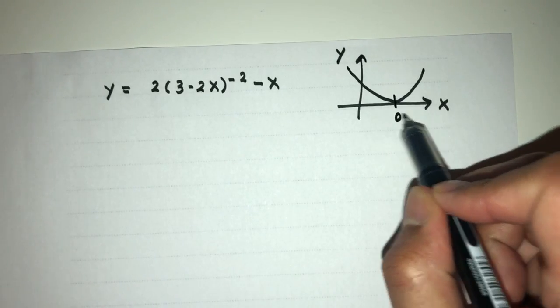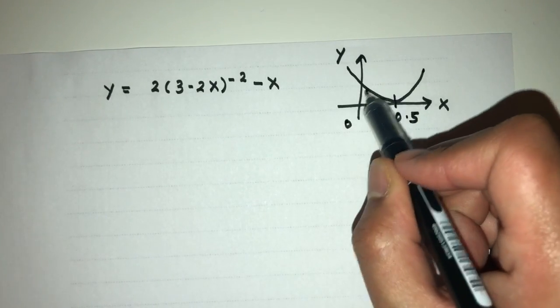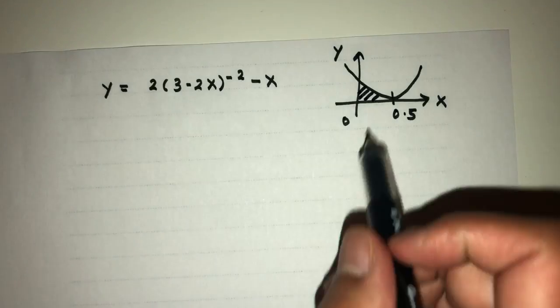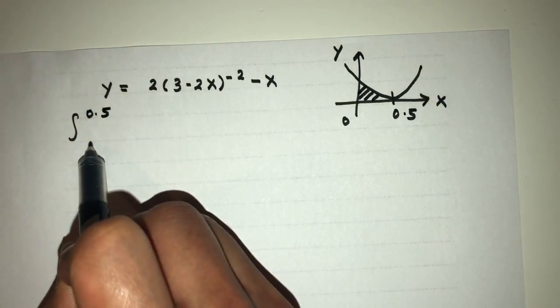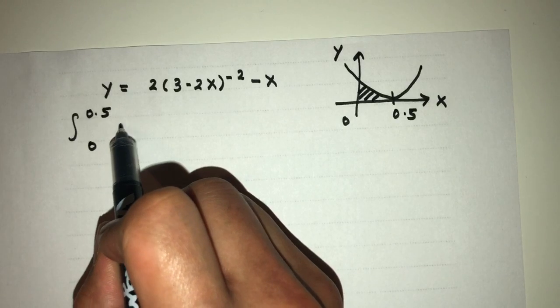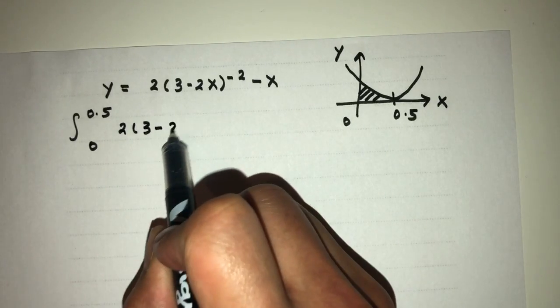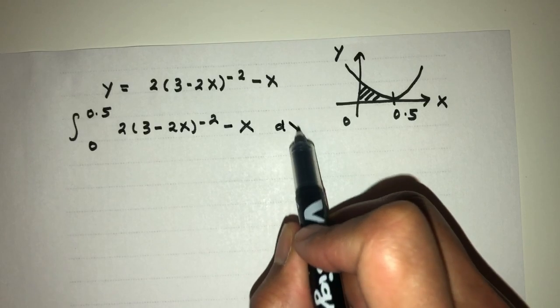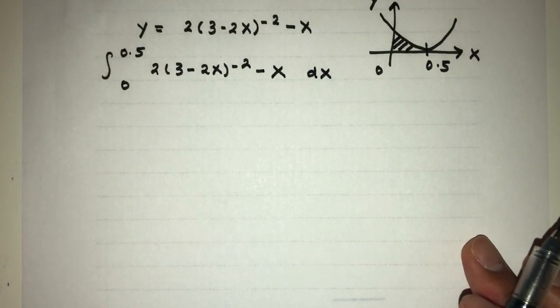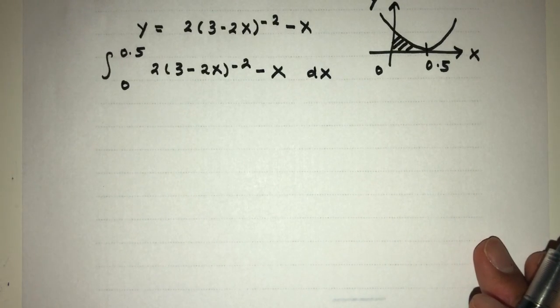This is the point 0.5 and that was 0. We have to find this area. This is found by integration between 0.5 and 0 of y, which is 2/(3 − 2x) − x, dx. So let's try to simplify and see what happens.